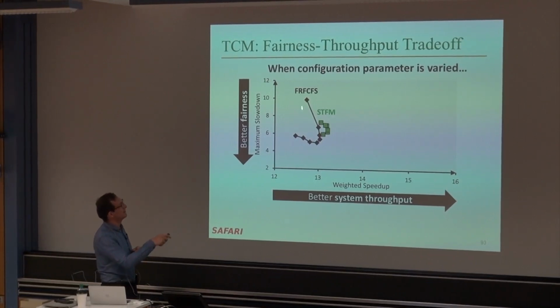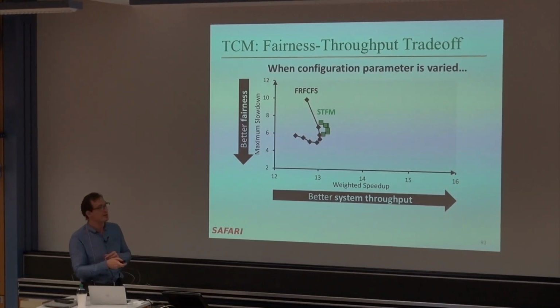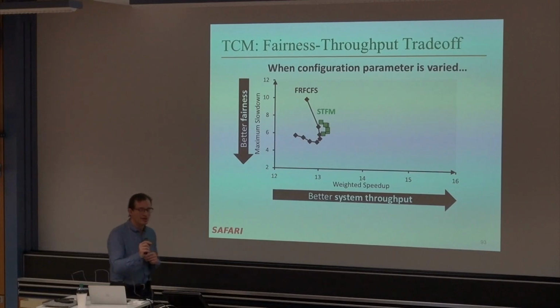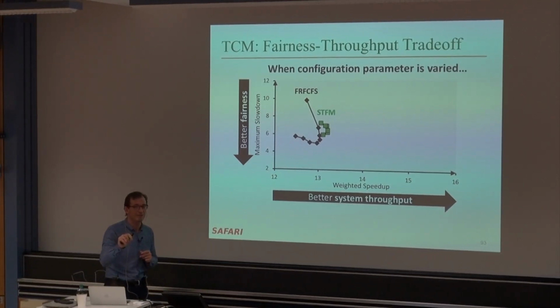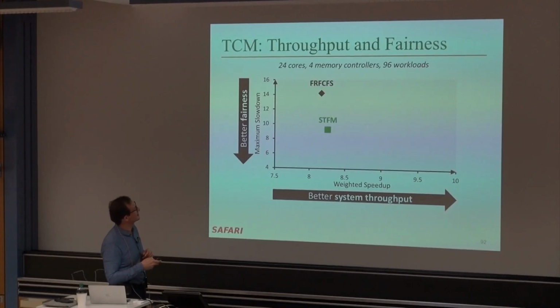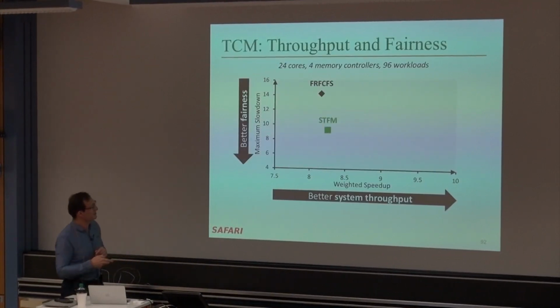That doesn't look good. FR-FCFS also has a parameter. It's called the FR-FCFS cap. Basically, this parameter determines how many requests can be reordered over the oldest request that you have. This is actually implemented in some AMD memory controllers. I don't know if I have it in this presentation. Oh, I don't have it. It's in the STFM presentation probably.